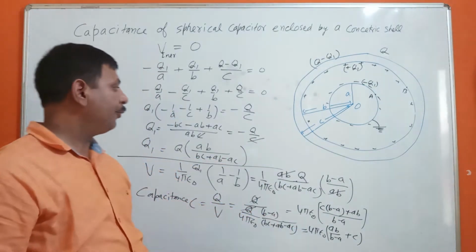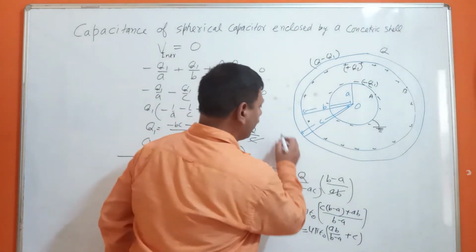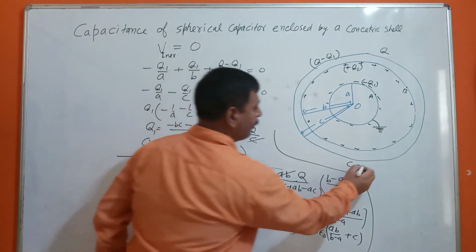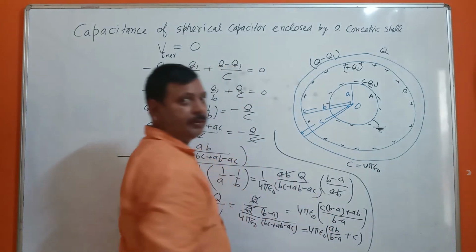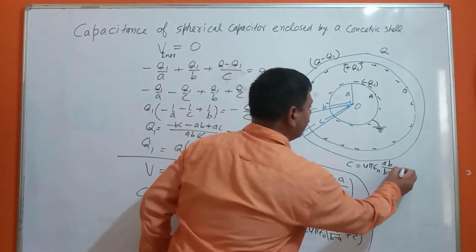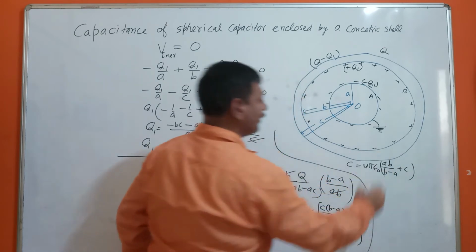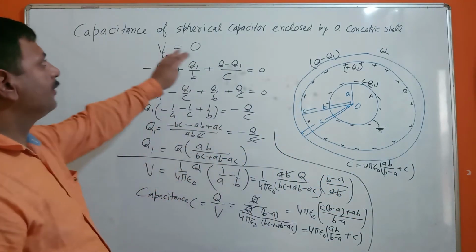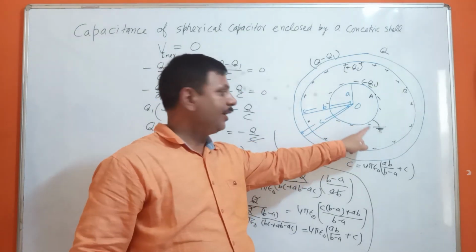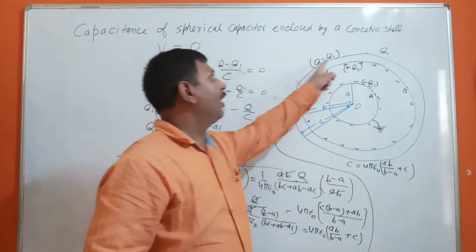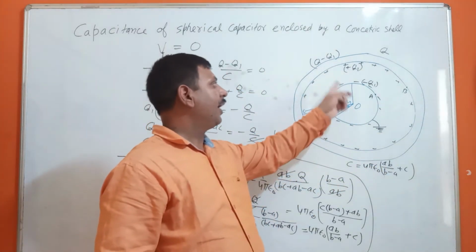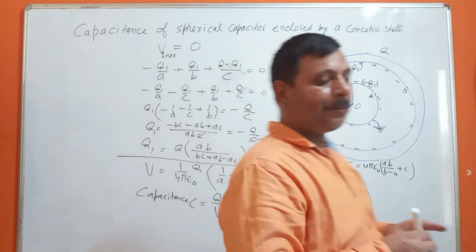What formula have I proved? This is the formula: C is equal to 4 pi epsilon naught AB upon (B minus A plus C). So that is the formula for a spherical capacitor when the inner sphere is earthed and the outer is a concentric shell whose inner radius is B and outer radius is C.